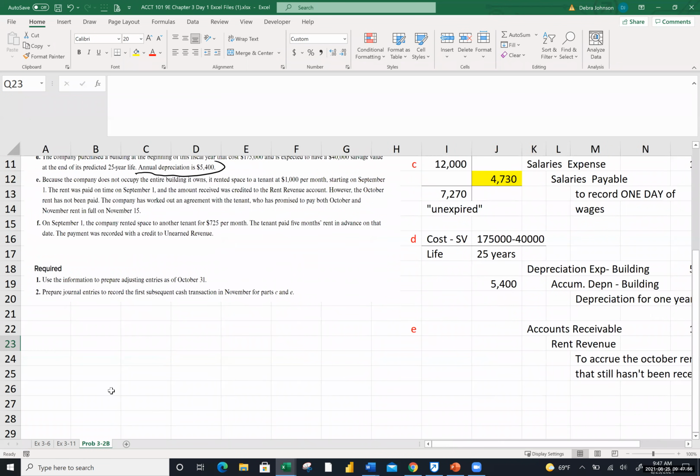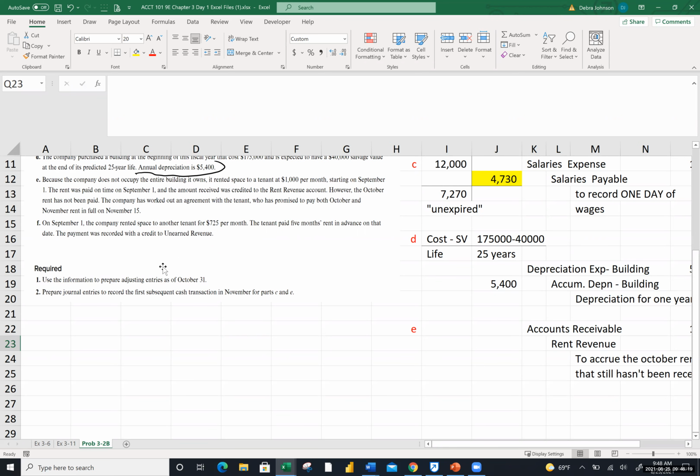All right, letter F. On September 1st, the company rented space to another tenant. So think of this big building, and they got a little bit of the building that's being unused. Rather than let that place go vacant, they're renting it out to some tenants. We just saw one tenant that was falling behind on their rent and owed them $1,000. Now here's a second tenant.